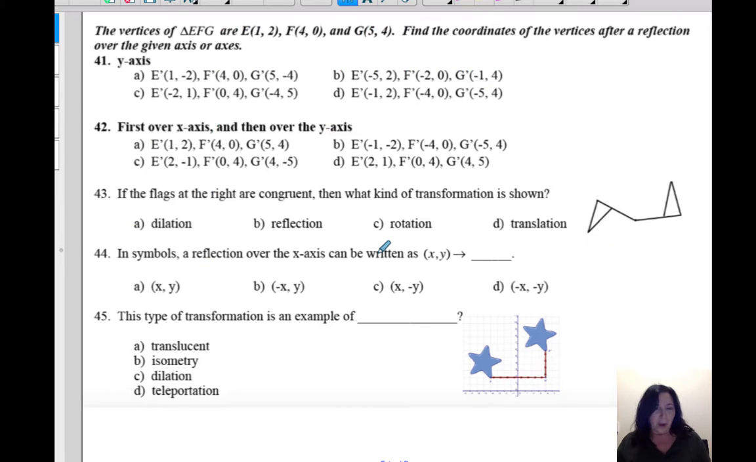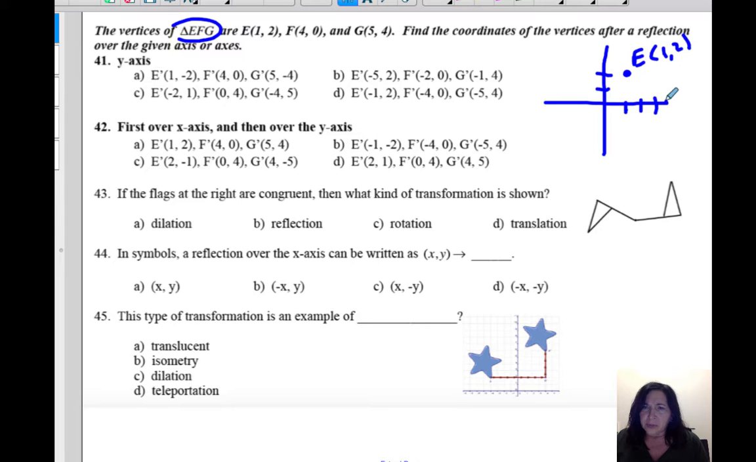Okay. So the next problem says the vertices are that. Find the coordinates after reflection over the given axis. Okay, so again, these aren't rotations, these are reflections. This is a reflection over the y-axis. They're giving you this triangle, so they want you to plot it. So you've got 1, 2, that's point E. You've got 1, 2, 3, 4, 0, and that's F, so that's 4, 0. And G is 5, over one more, 5, 4. So that's way up here. That is G, 5, 4.